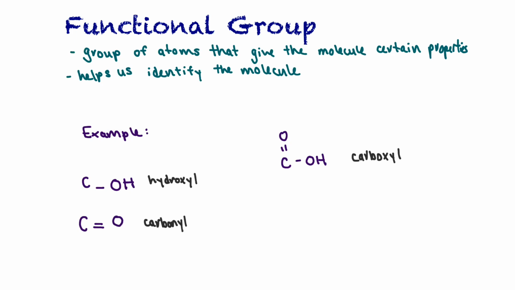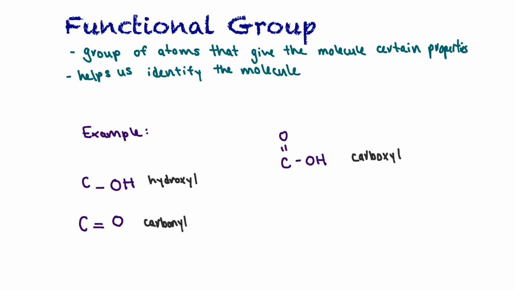Now, a functional group is a group of atoms that is bonded to the carbon skeleton that helps give the molecule certain properties. Depending on the functional group, it could make the molecule soluble in water, or it could make it insoluble in water. It also helps us identify the type of organic molecule. So we look for functional groups, and then we classify the molecule based on the functional group.